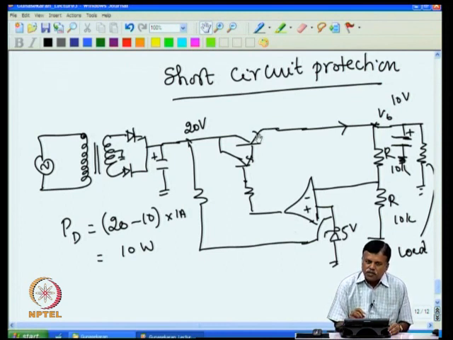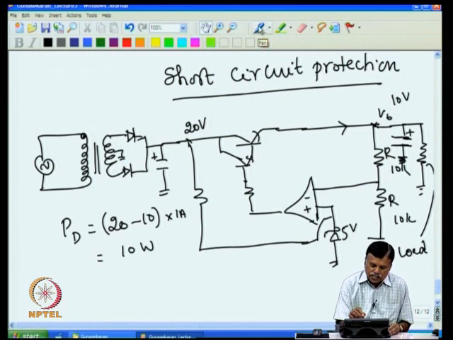So we have to provide a short circuit protection, in the sense that even if there is a short, the transistor should not go bad. So what can we do for that? What is done is that we add a series resistance here.